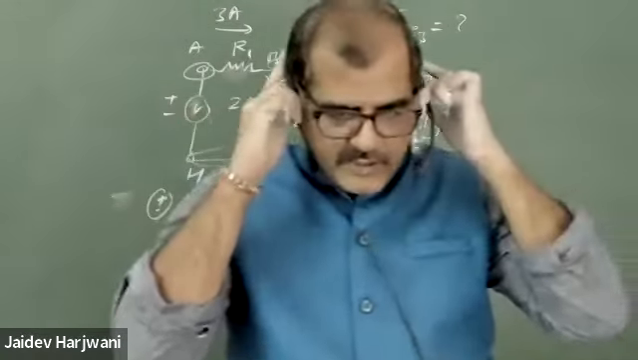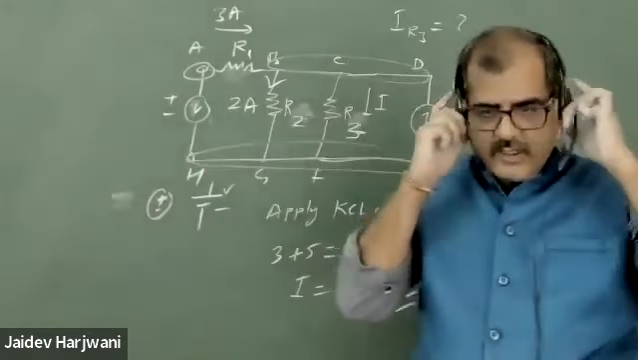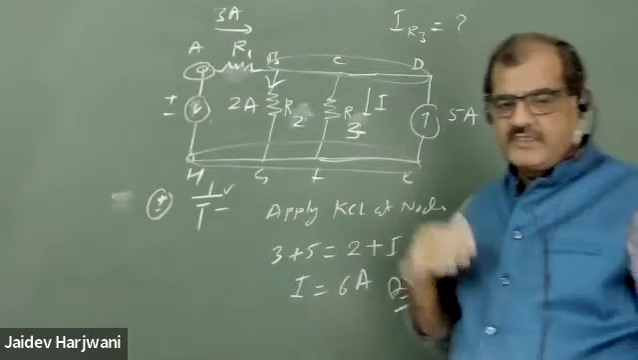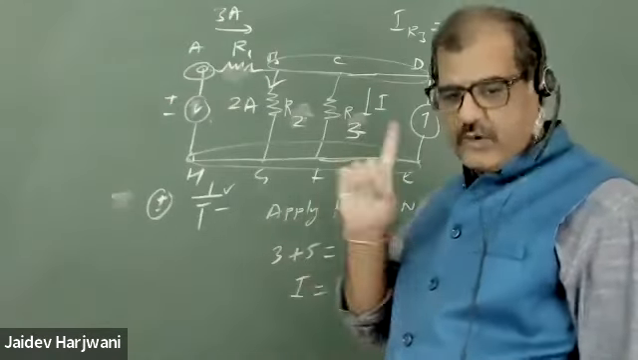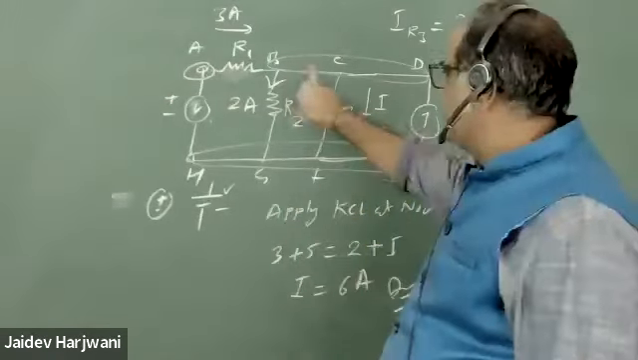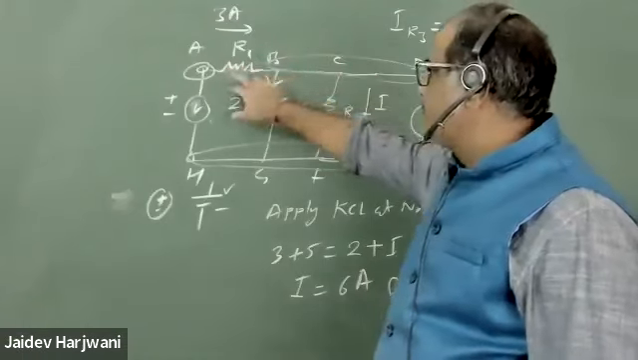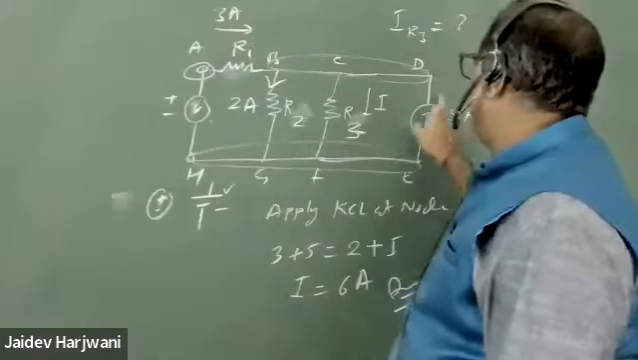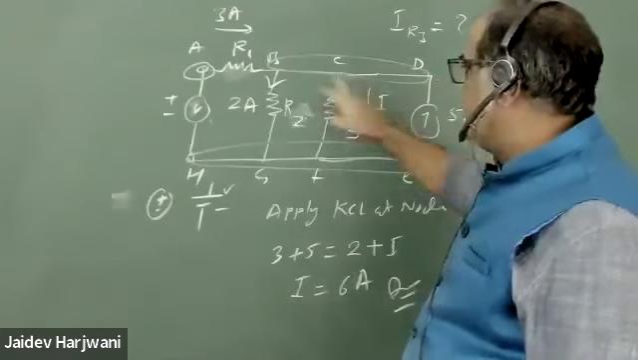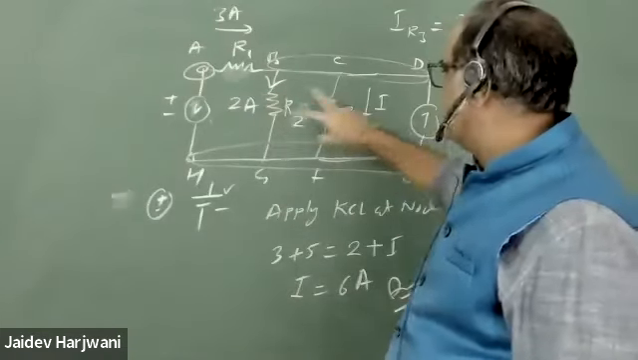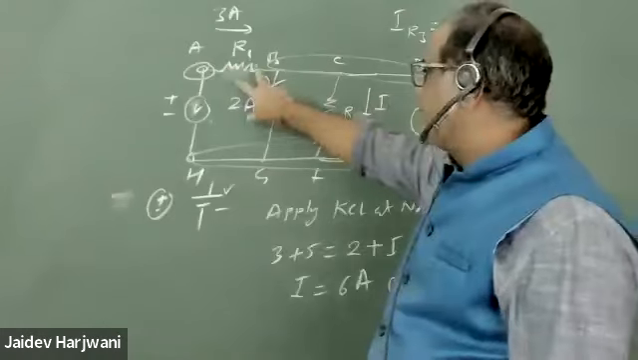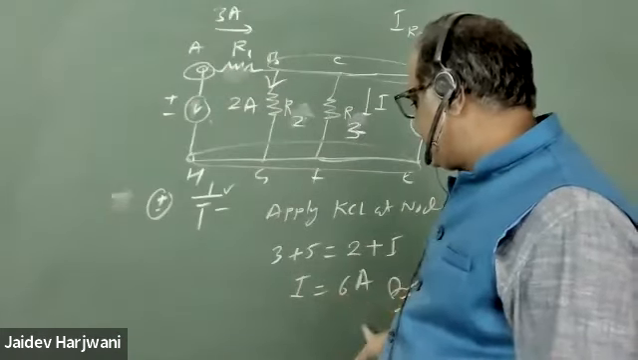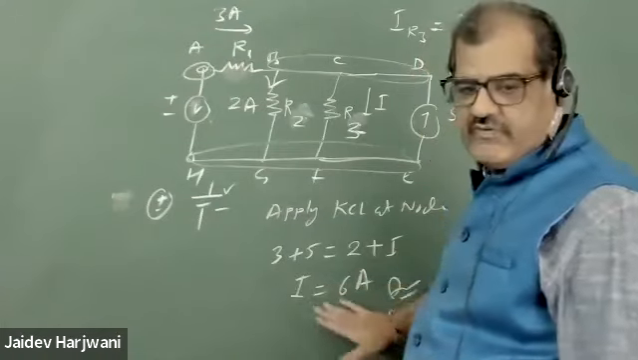How to apply this KCL? You have to see how much current is coming and how much current is going at a node. So this B, C, D is a node. In this node, 3 ampere current is coming, and 5 ampere current is coming towards the node, and this current of 2 ampere is leaving. The I is also leaving. So incoming current 3 plus 5, leaving current 2 plus I. So from here I can calculate the value of I.